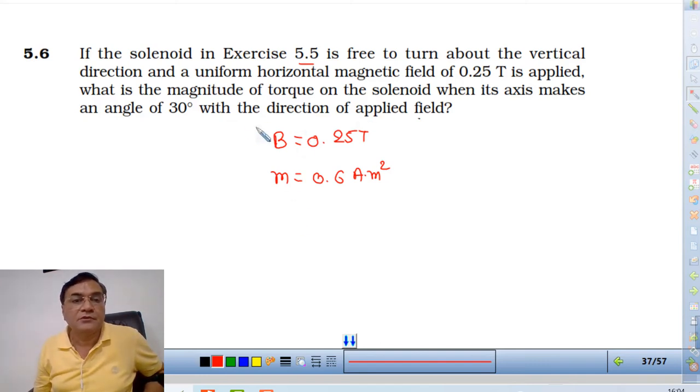With that, torque is equal to what? So we have the torque acting on the solenoid.